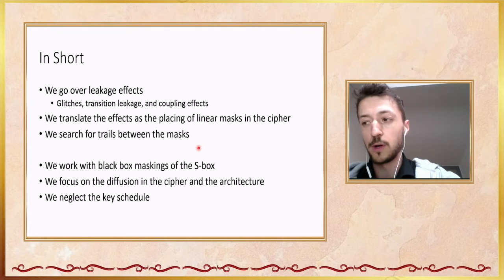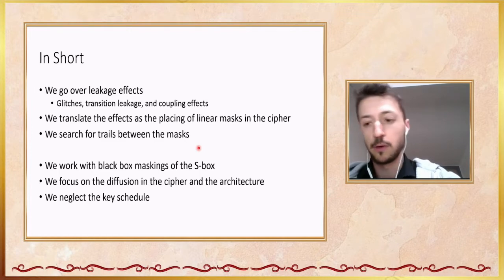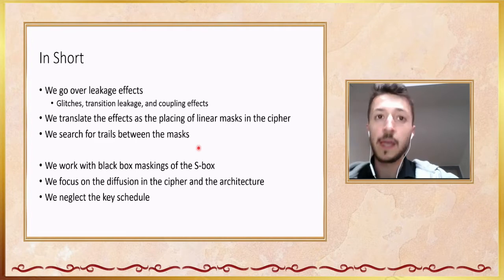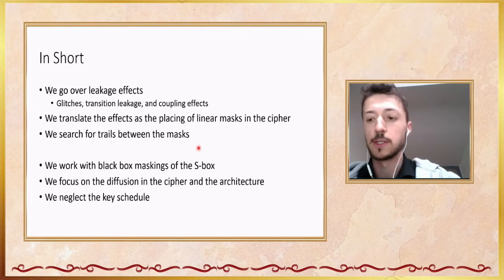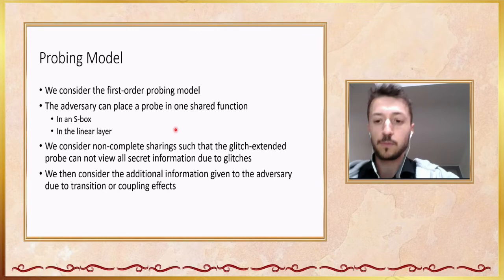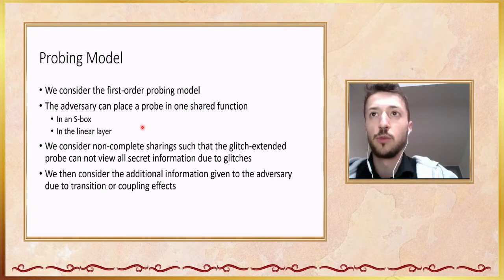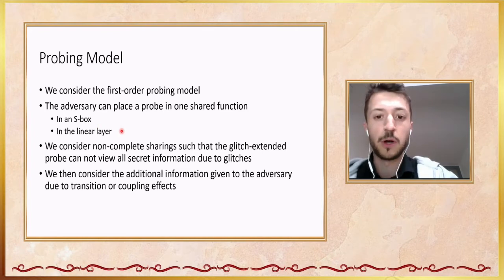And we're going to prove our security by leveraging the diffusion in the masked cipher. Finally, just for ease, we neglect the key schedule, so the key is just seen as a constant. In the probing model, we're going to keep it simple. We're going to say the adversary can place a probe in a masking of either a masked S box or a masked linear layer, and the adversary simply sees a part of that computation.